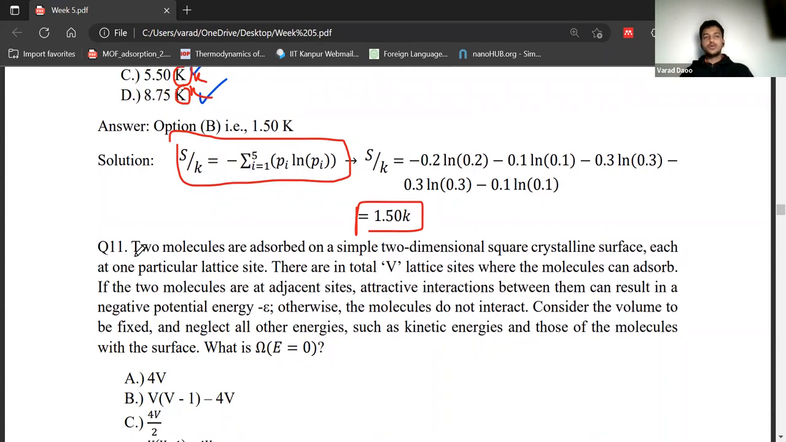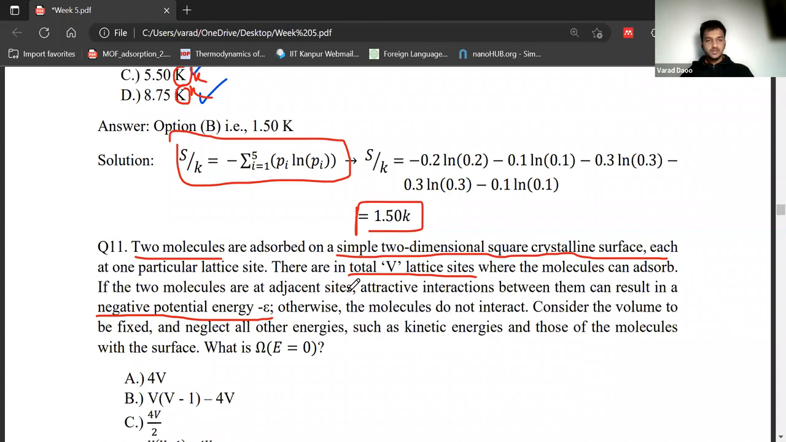Two molecules are adsorbed on a simple two-dimensional square crystalline lattice, each at one particular lattice site. There are in total three sites where the molecules can adsorb. If two molecules are at adjacent sites, the attractive interaction between them results in a negative potential energy. If the molecules are adjacent, then the energy of interaction will be minus epsilon.